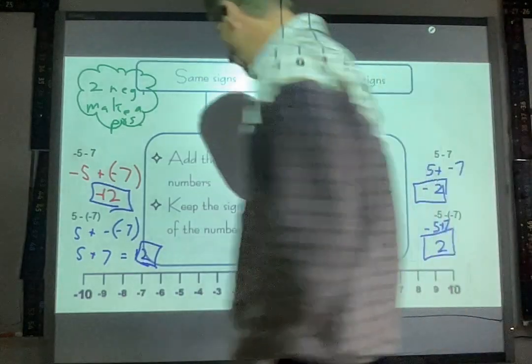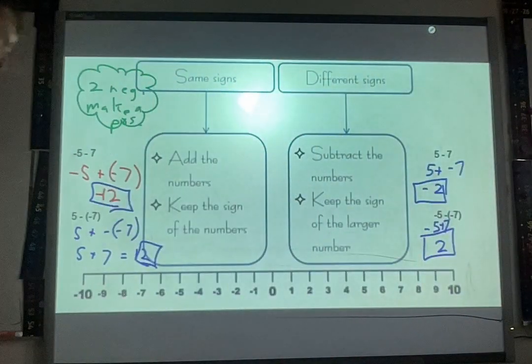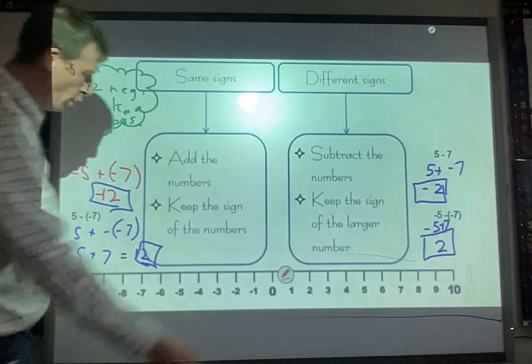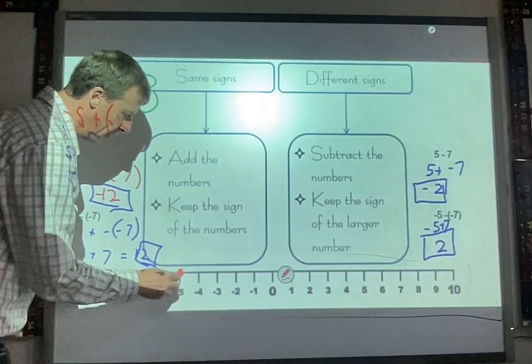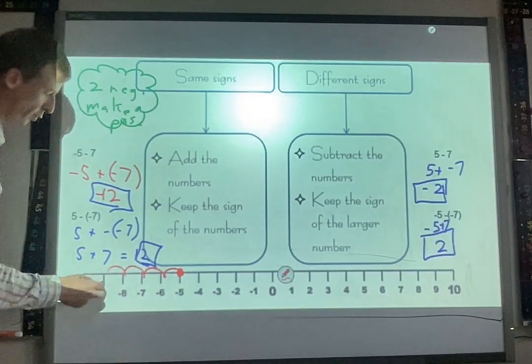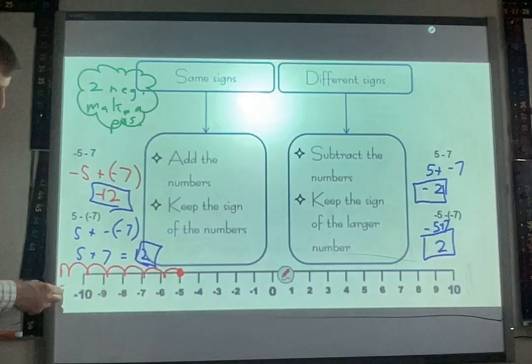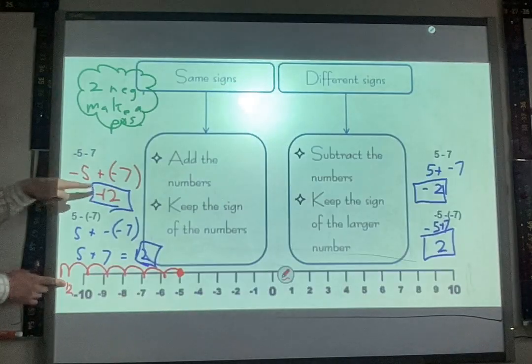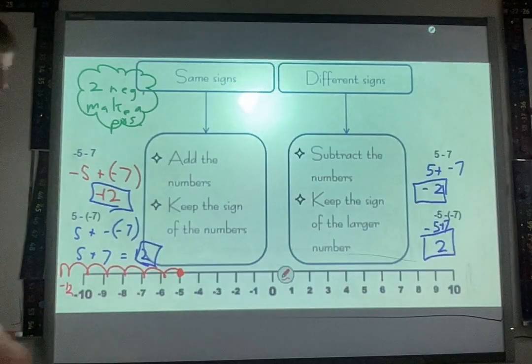I left a number line on here. Honestly, I don't care for using the number line with these, but if you'd like to, here we've got negative 5 minus 7. We could just start at negative 5, and then when you subtract 7, you move to the left. 1, 2, 3, 4, 5, 6, 7, and that's going to end up at negative 12, right? So you could use the number line to solve this problem as well.